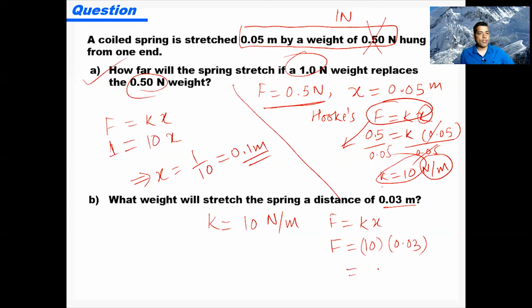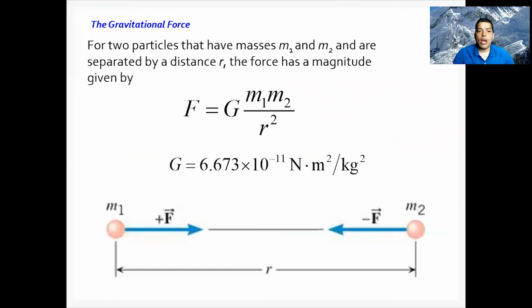Can you find your F? So F is 0.3 Newton. Okay, so thus you can figure out the spring constant, you can figure out elongation, you can figure out force. Okay, so this is the problem in Hooke's law. All right, now let's do gravitational force.